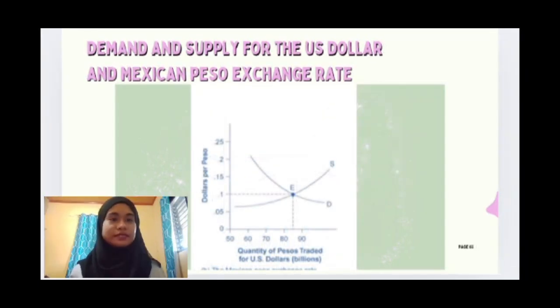Now, let us take a look from the perspective of the Mexican peso when converting to US dollars. The vertical axis shows the exchange rate as US dollars per peso, in this case $0.10, or 10 cents. The horizontal axis shows the quantity of Mexican pesos traded. The equilibrium remains the same, just viewed from the perspective of Mexican pesos. Here, 85 billion pesos are traded daily.